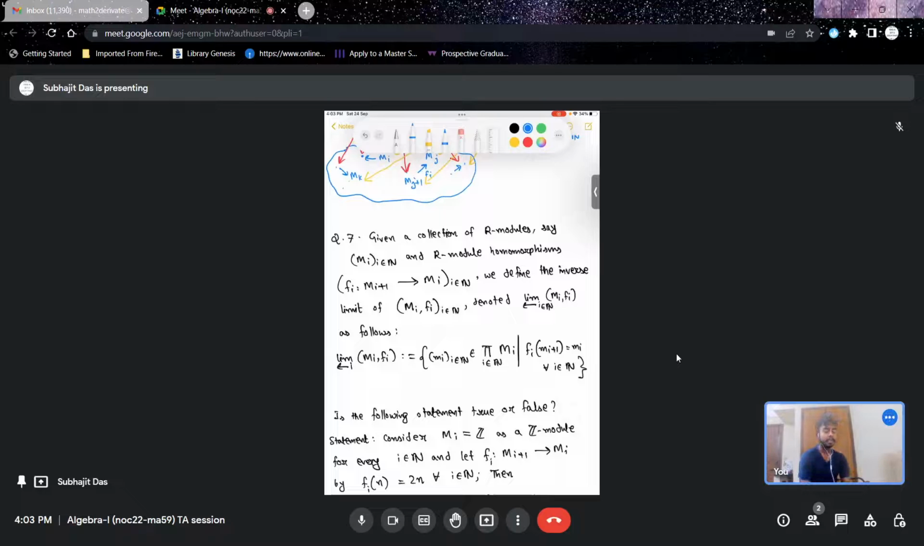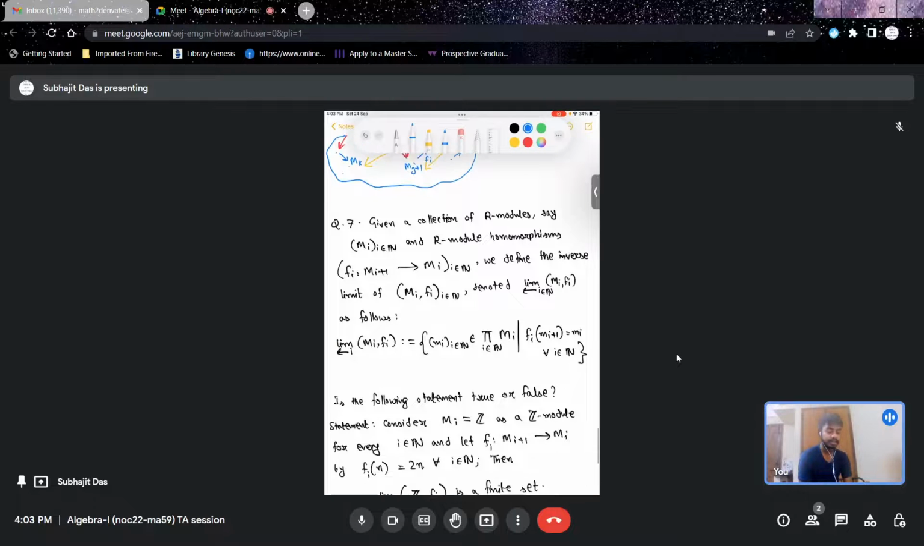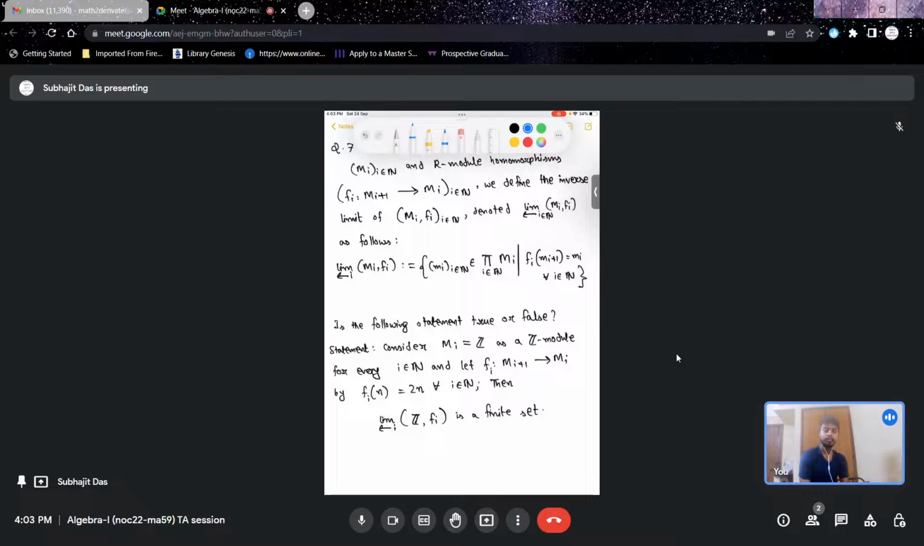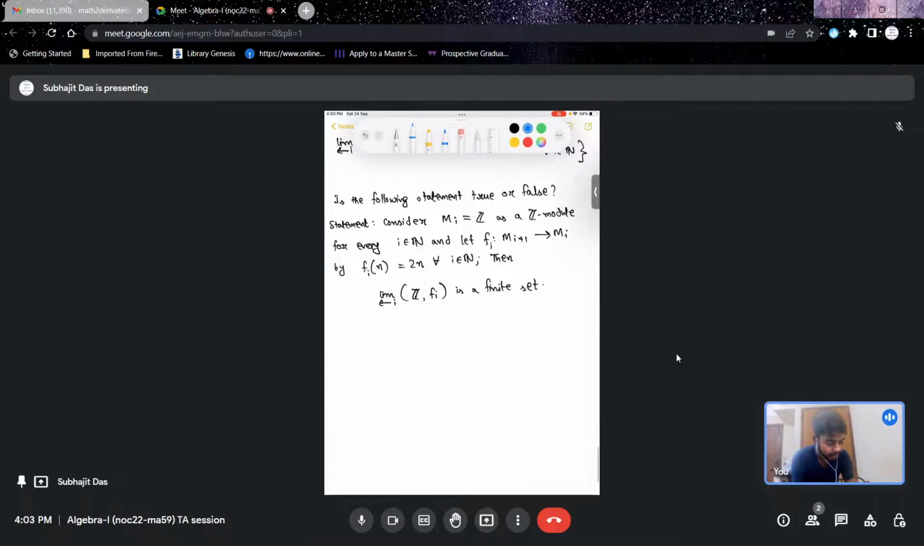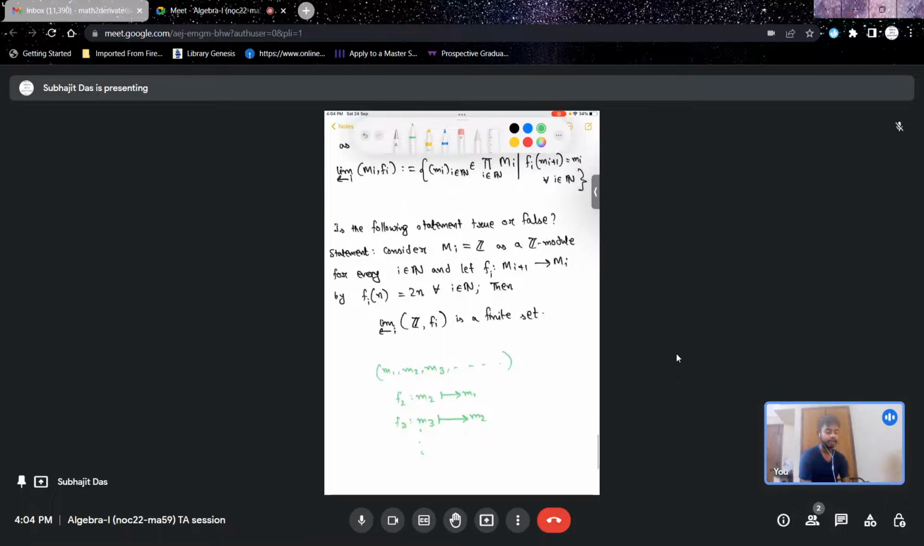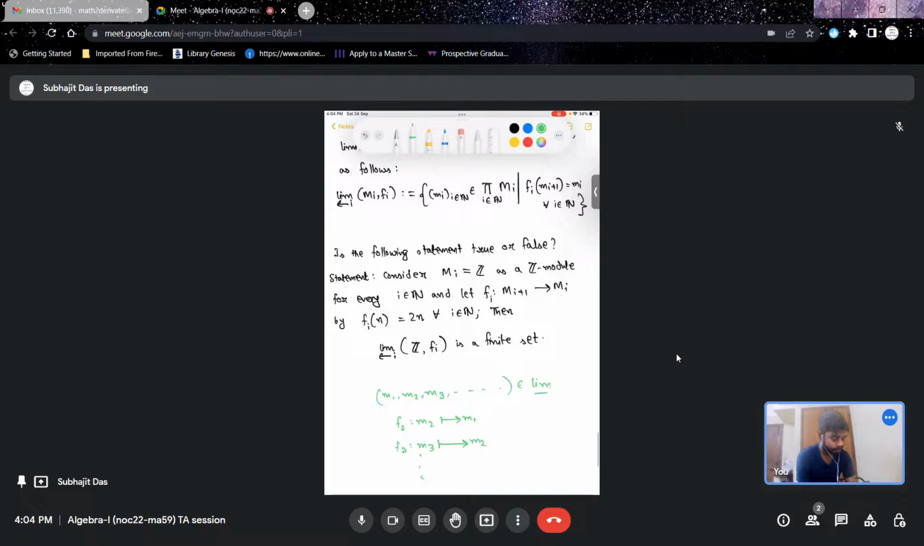That is precisely how I mentioned. This limit object is precisely the set of all families, or n-index tuples, m_i in the product, such that f_i of m_{i+1} is m_i. So it's basically a collection like this: m1, m2, and so on. Any arbitrary element in the inverse limit looks like this, such that f2 should map m2 onto m1, f3 should map m3 onto m2, and so on. This is precisely how an arbitrary element in the limit looks.